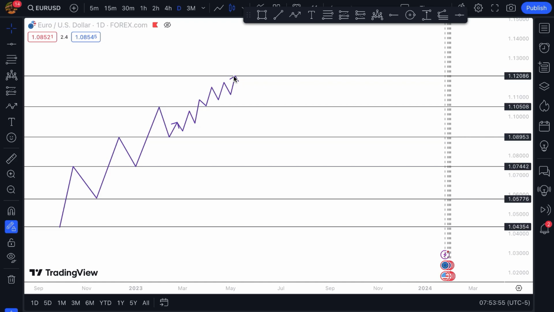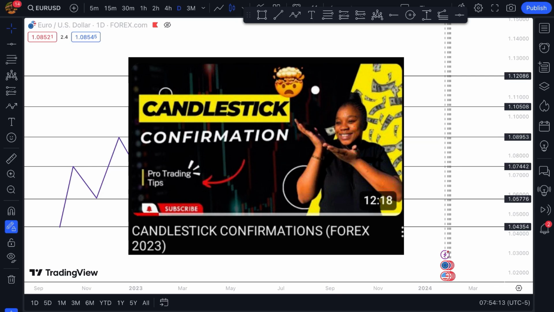That's where we start scaling down to our smaller time frame to see our candlestick rejections, our bearish engulfings, our doji candles showing an indecision between buyers and sellers. Those are the candlestick confirmations we're looking forward to seeing. If you don't know them, kindly go and check the video I covered on candlestick confirmations.